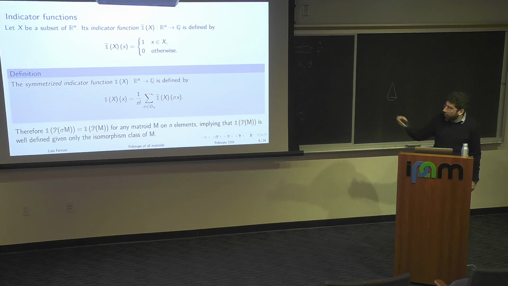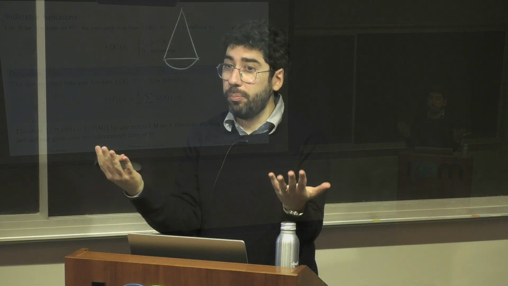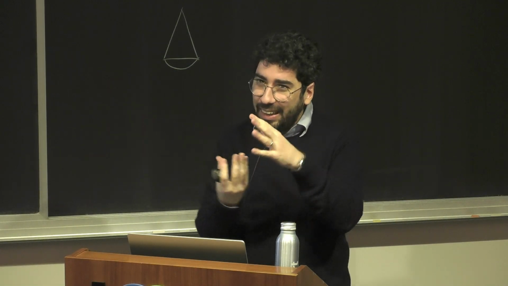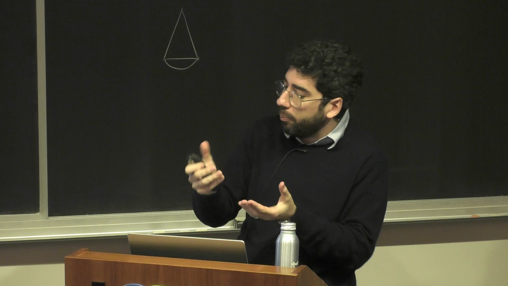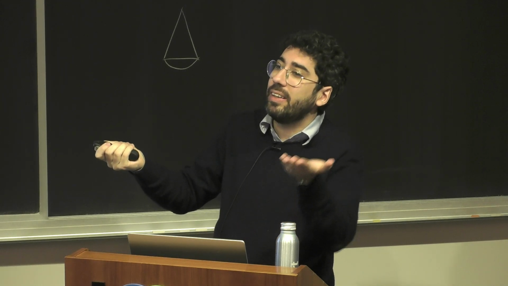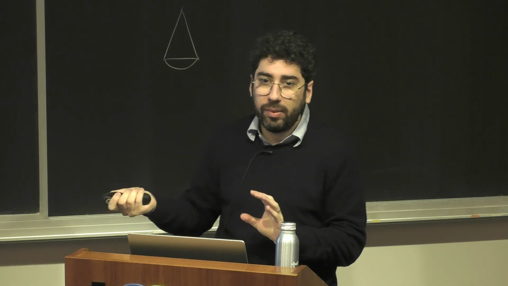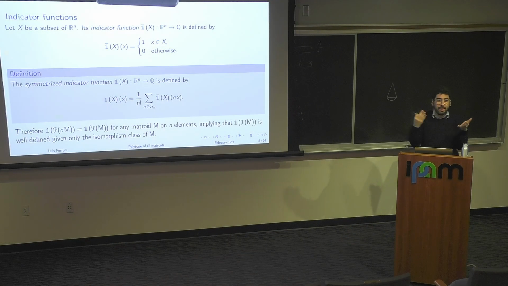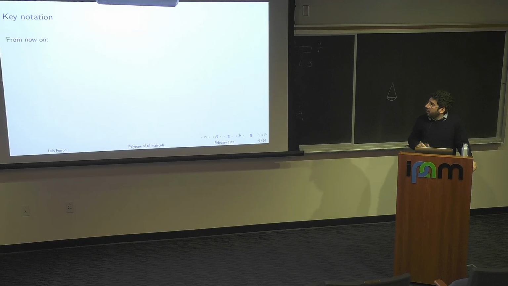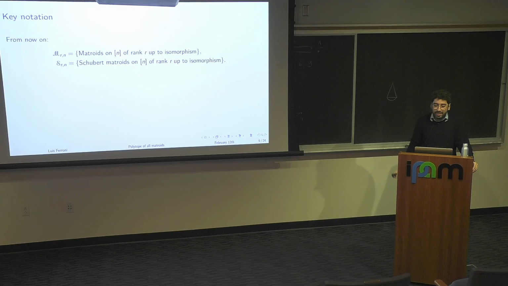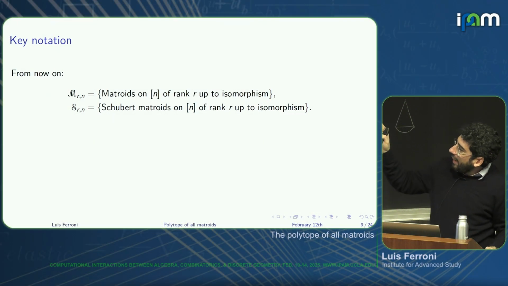What you can conclude from this definition is that if you give me two isomorphic matroids, the embeddings of their polytopes will matter, so I will have two different indicator functions, though the symmetrized indicator function will be the same thing. So I am essentially trying to identify stuff by playing this game. Okay, so key notation: the overlines and the non-overlines are really important, so let's be very precise.